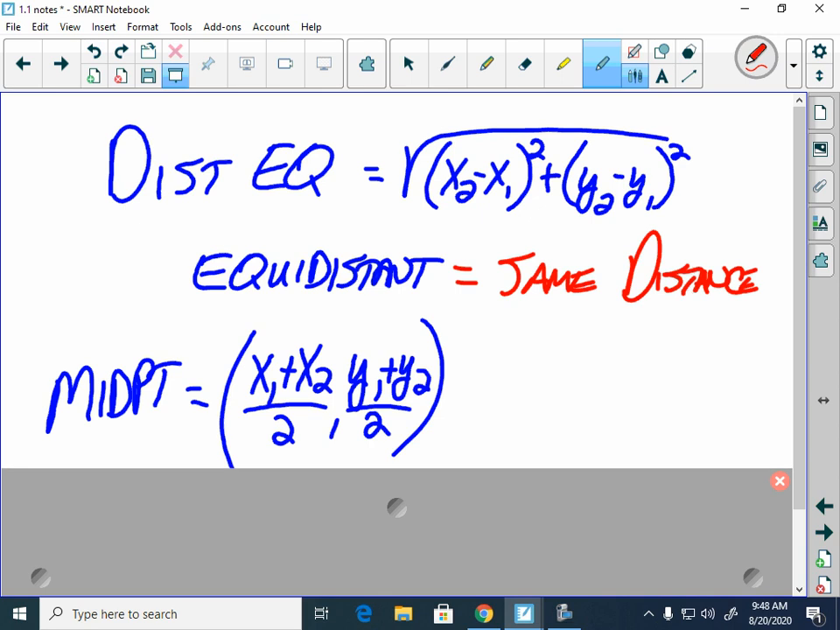Oh, another oldie but goodie. The midpoint formula. How do you find the midpoint? You average the x's and you average the y's. That's a 1, not a comma. That's a really bad 1. Y1, and that's x1.